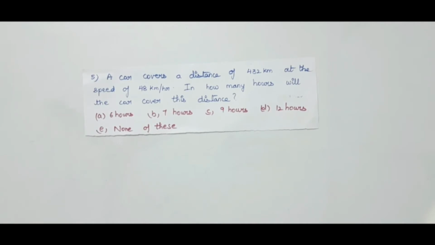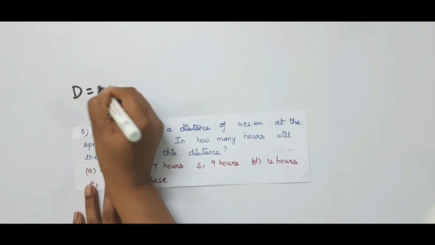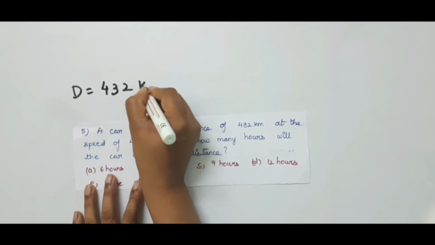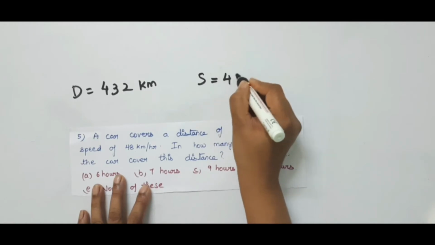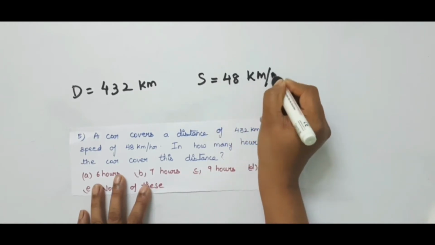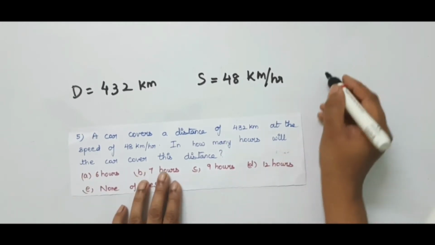Next problem. A car covers a distance of 432 km at the speed of 48 km per hour. In how many hours will the car cover this distance? Options given as A 6 hours, B 7 hours, C 9 hours, D 12 hours, E none of these. In this problem, he has given the distance equal to 432 kilometers, and speed is given as 48 km per hour. And he asked for in how many hours will the car cover this distance. So he asked for time.